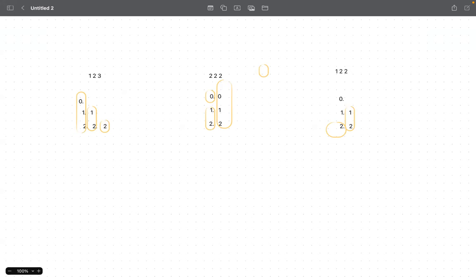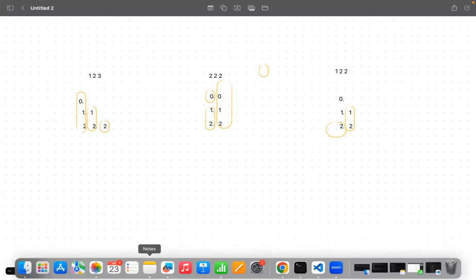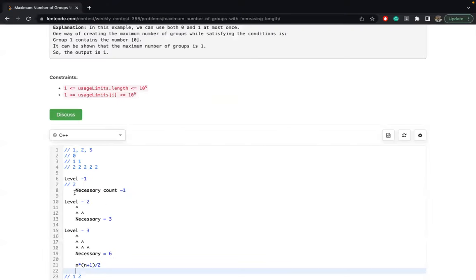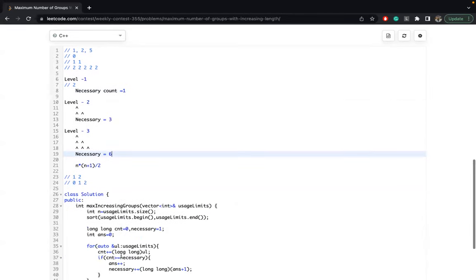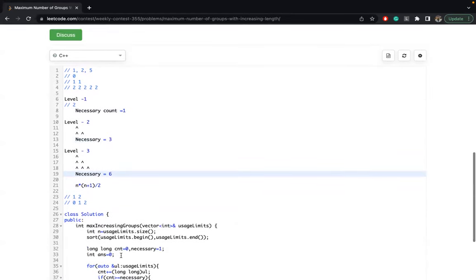So this is one thing to note, and the other condition to note is this one. For every level we have some necessary count, and we must fulfill that count. So these are the counts. What I will do is use these two conditions and try to make an algorithm. Just think about how you can use these two conditions and make an algorithm.